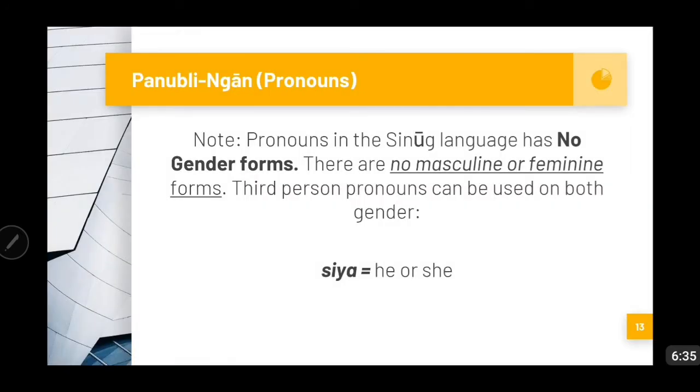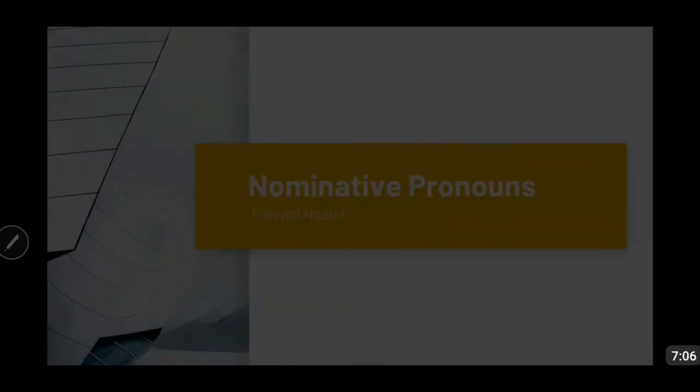That's all for exclusion. Another important note with pronouns in the Sinūg language: pronouns in the Sinūg language have no gender forms. It means we have no masculine or feminine forms, unlike other languages like Arabic. So the third person pronouns can be used for both genders, both male and female. An example here is the pronoun siya. This is a third person singular pronoun. It can mean both he or she in the English language.